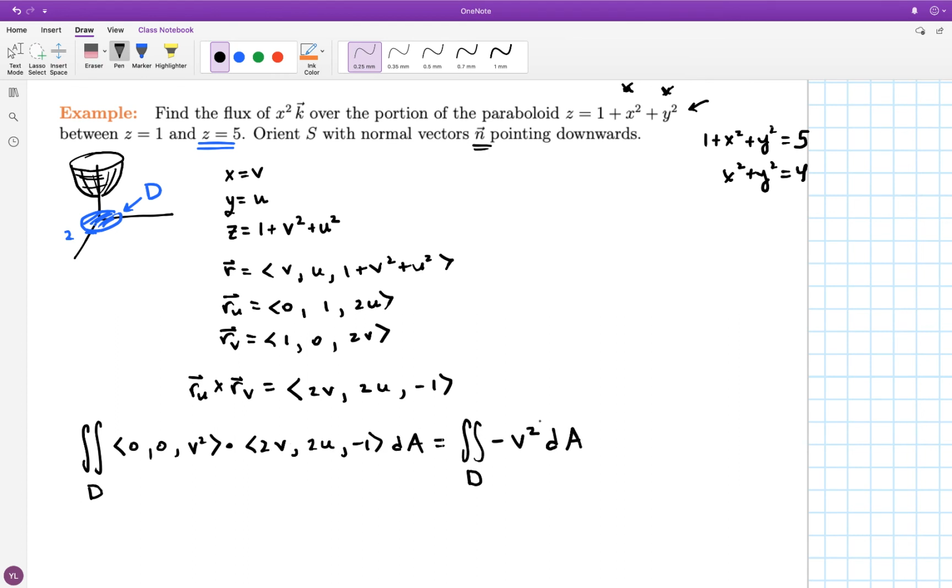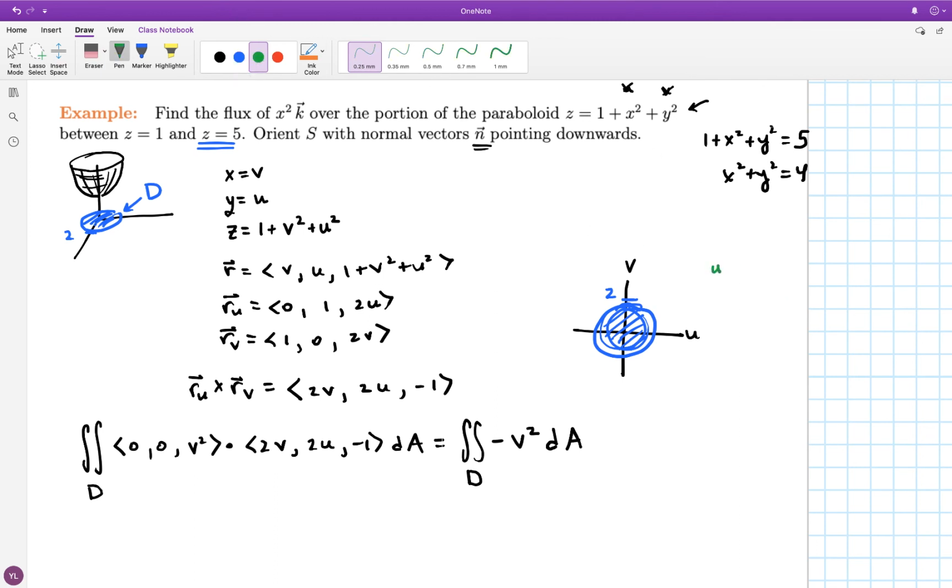So this is what I'm saying. I need to compute this double integral. The integrand is just negative v squared. And I'm thinking of this region as being in the uv plane, right? So I'm looking at a circle of radius 2 in the uv plane, and I want to integrate negative v squared over this thing. Well, polar coordinates makes a lot more sense to do that, right? I can describe this circle using polar coordinates, and I know how to convert from uv over to polar. It's the same way I would convert xy over to polar. So I think that's what I'm going to do here.